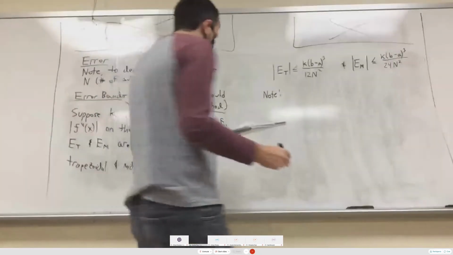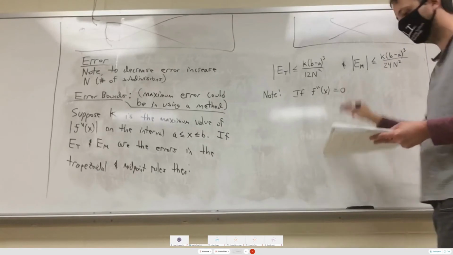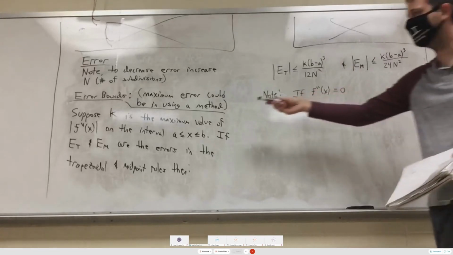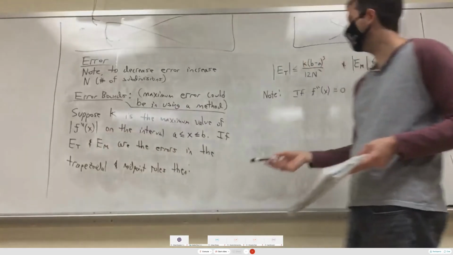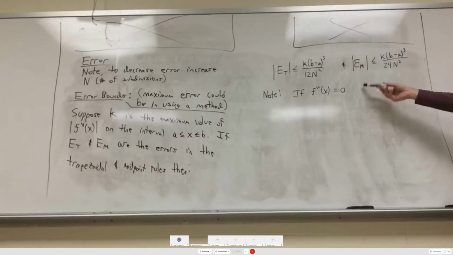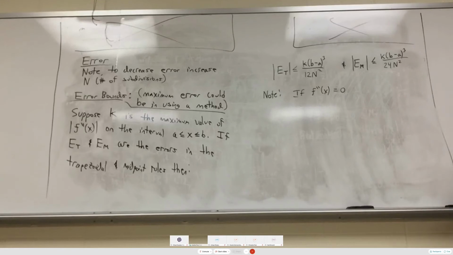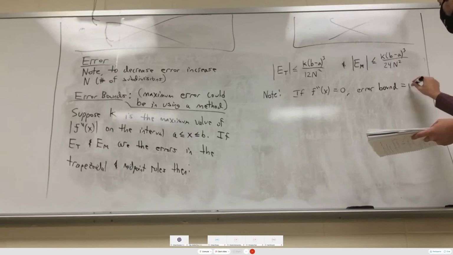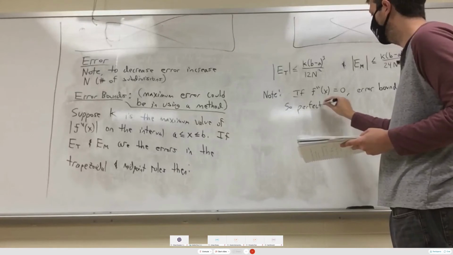Now here's an interesting one. If f double prime of x is equal to 0, what would happen to the error bound? Notice K is the maximum of f double prime of x. So if f double prime of x was 0, your error bound says the error will be less than or equal to 0, which means it's perfect. There will be no error at all. So the error bound is literally equal to 0, so we would have a perfect approximation.